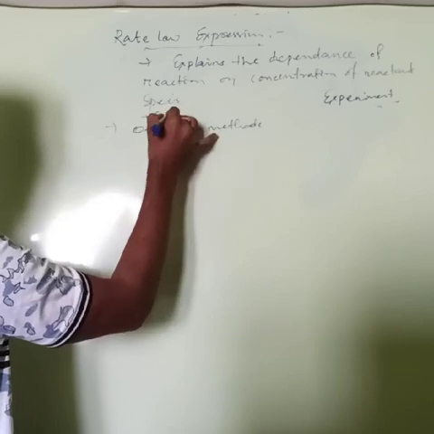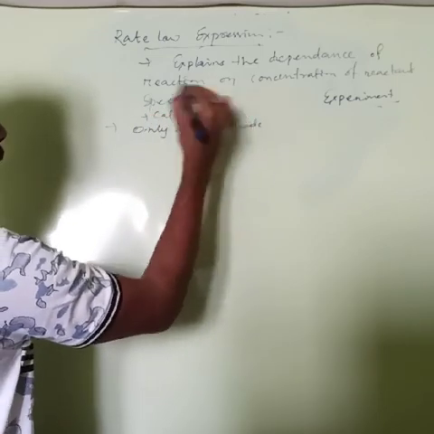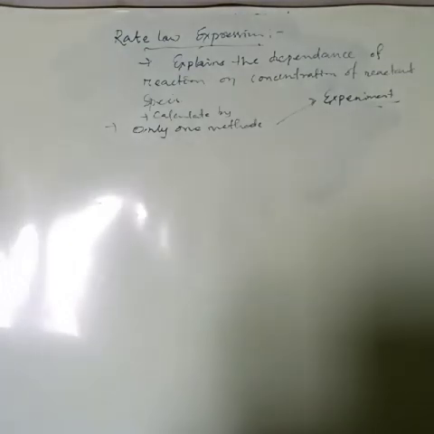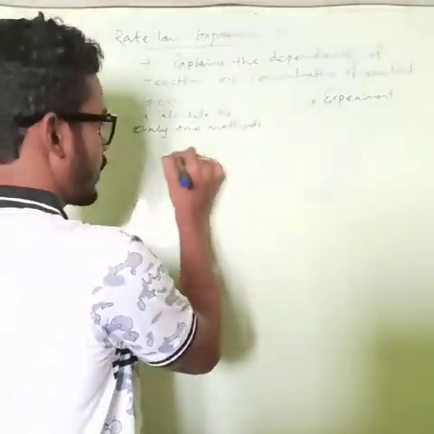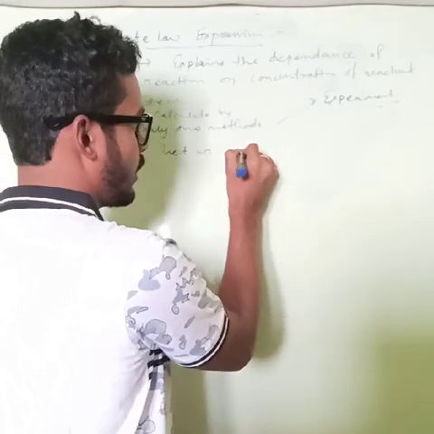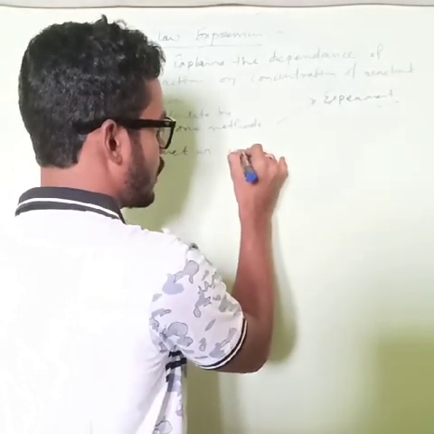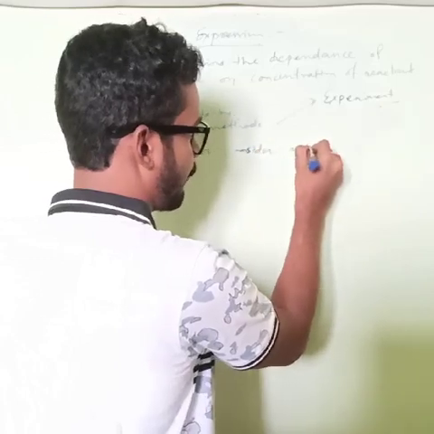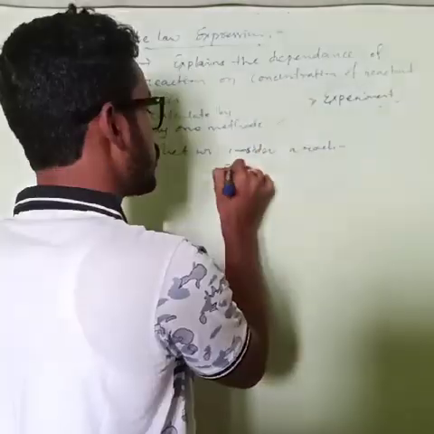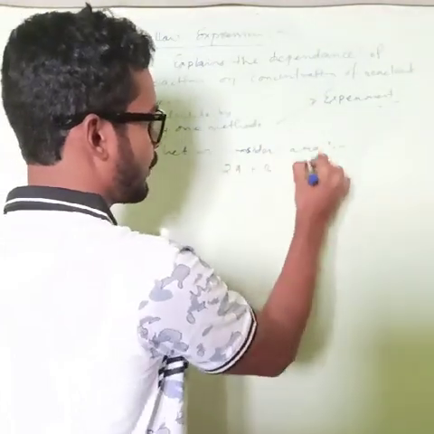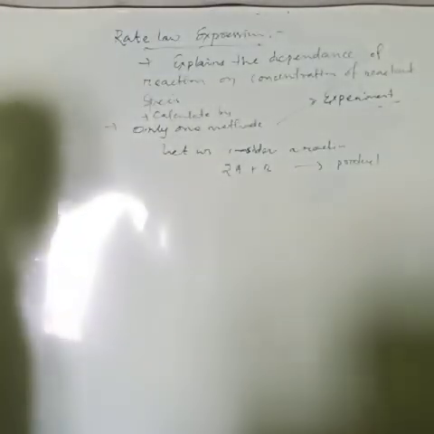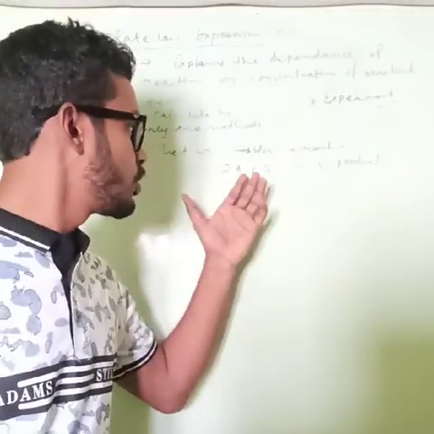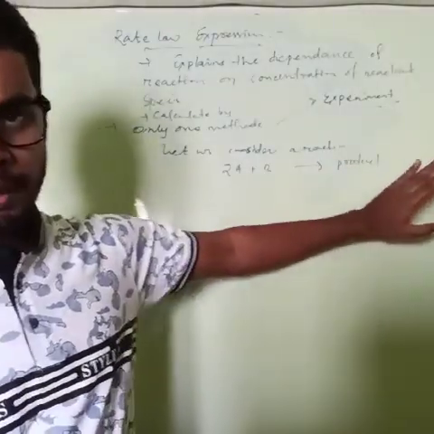You can calculate it by only one method. That is what? By experiment. Okay, so how does it happen? Suppose we consider a reaction: 2A plus B gives us a product. Okay, so one reaction is taken, that 2A plus B gives us a product.